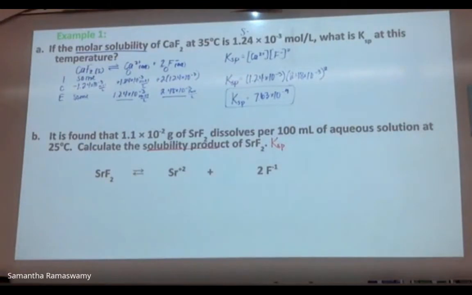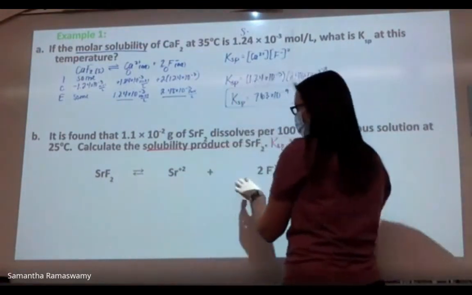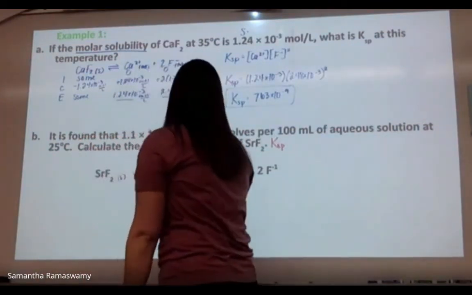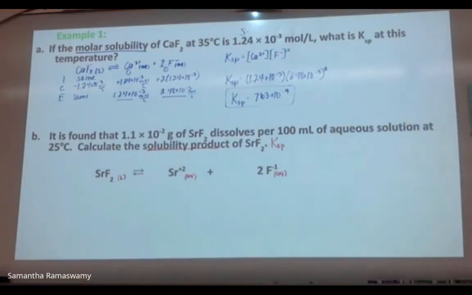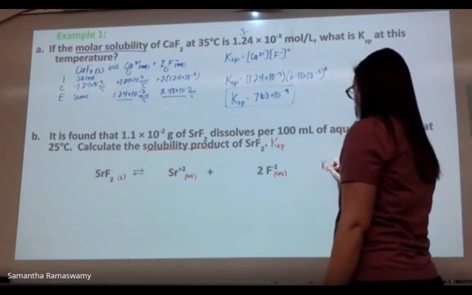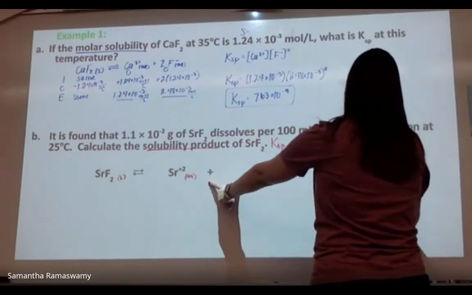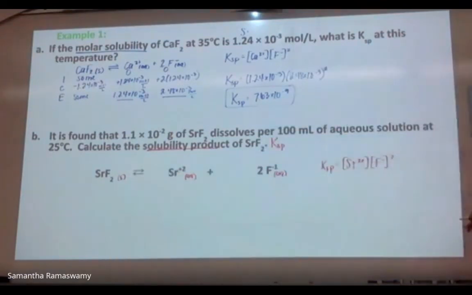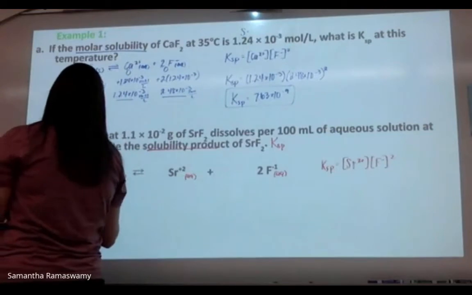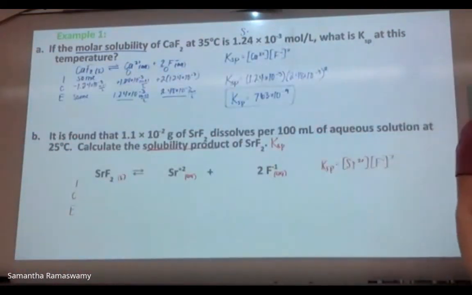So again, you always want two things. You want the equation. Here's the equation. I'm going to add states of matter, though. Here's solid, aqueous, aqueous. And then I'm going to write the Ksp expression. So Ksp is products over reactants, but I don't include the reactant because it's a solid. Now, in order to plug into the ICE table, remember we either need atmospheres or molarity, moles per liter. I'm not dealing with gases, so I'm not going to worry about atmospheres, which means we need moles per liter for this ICE table.